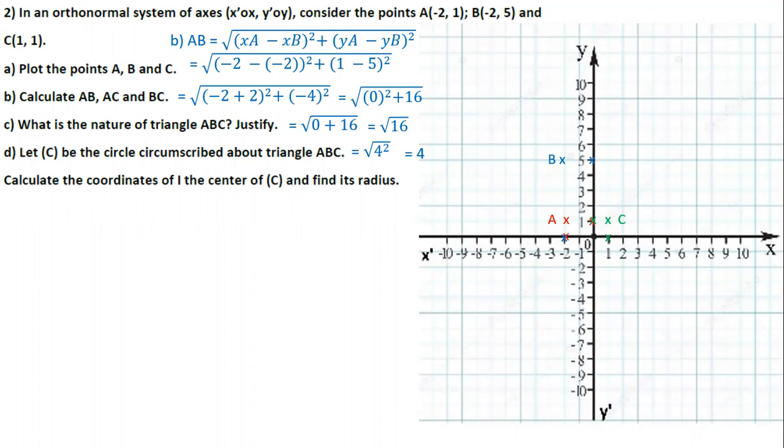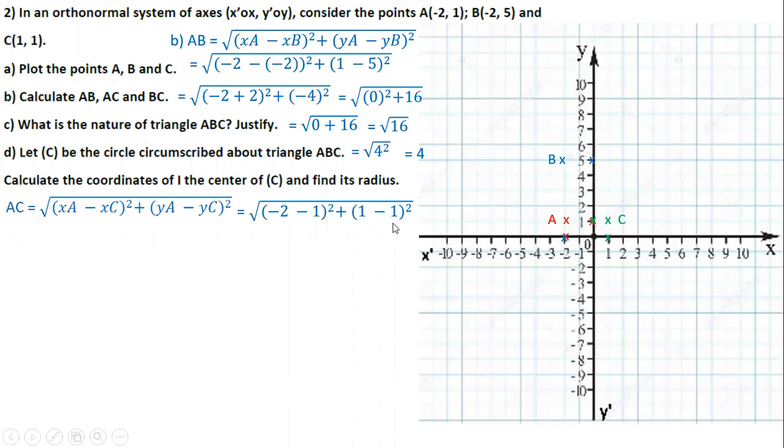AC is equal to radical XA minus XC all of it squared plus YA minus YC all of it squared. Bravo. Now we replace XA by negative 2, XC by 1, YA by 1, and YC by 1.